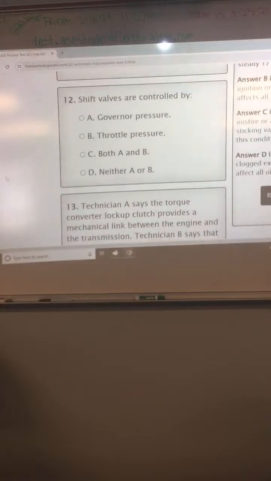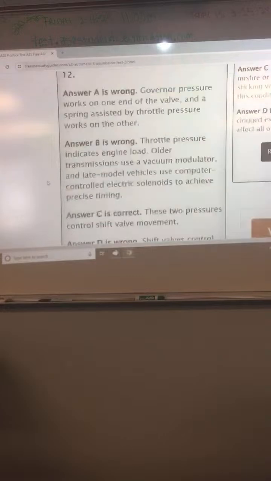Shift valves, how are they controlled? Governor pressure. Throttle pressure. So yeah, both. Both of them? Okay.